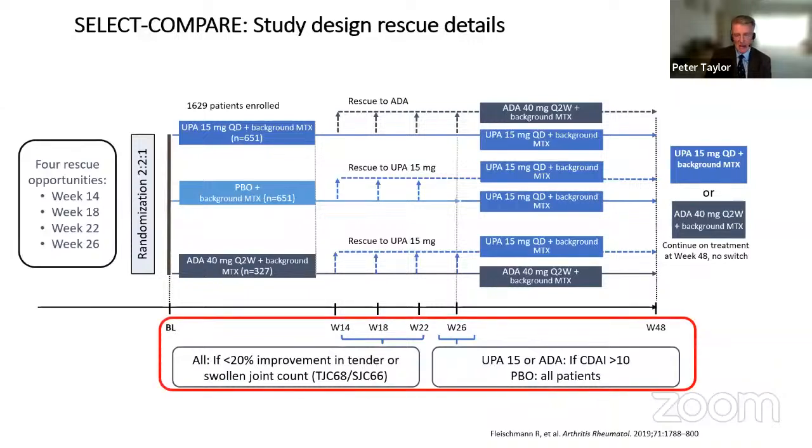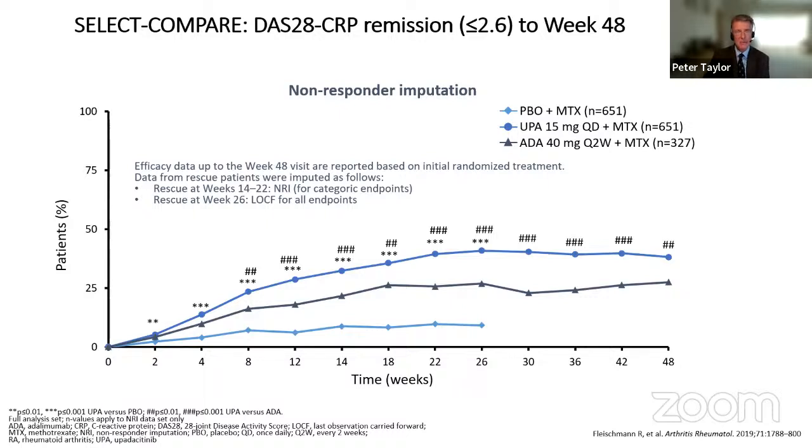So here we can see the rescue could be undertaken between week 14 and week 26, so at lots of different time points. And then if we use a very conservative non-responder imputation, we still in fact see a separation between upadacitinib and placebo, and also between upadacitinib and adalimumab. But nonetheless, the average response is brought down a little bit because of this rescue issue, where people who are rescued are counted as non-responders.